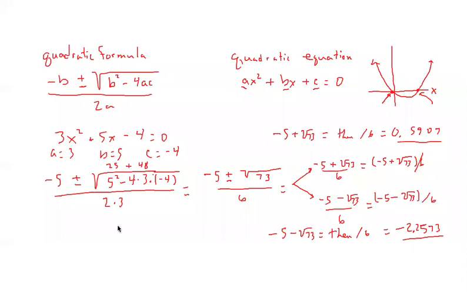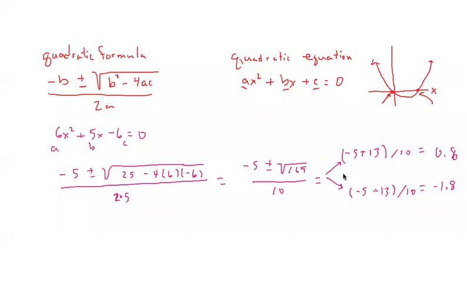Okay, you try this one. I'll be quiet, and you try 6x squared plus 5x minus 6 equals 0. Take the A, B, and C, substitute it into the quadratic formula, and see what you get. And I'll come back with the answers. And see, that should be what you get right there. 0.8 and -1.8. Okay, so far it should be pretty easy.